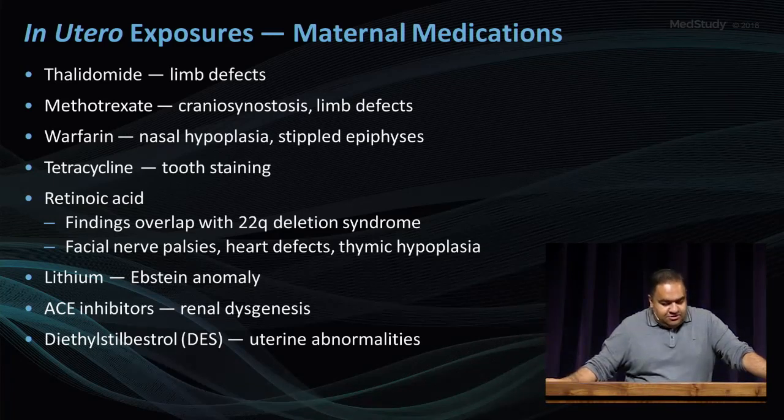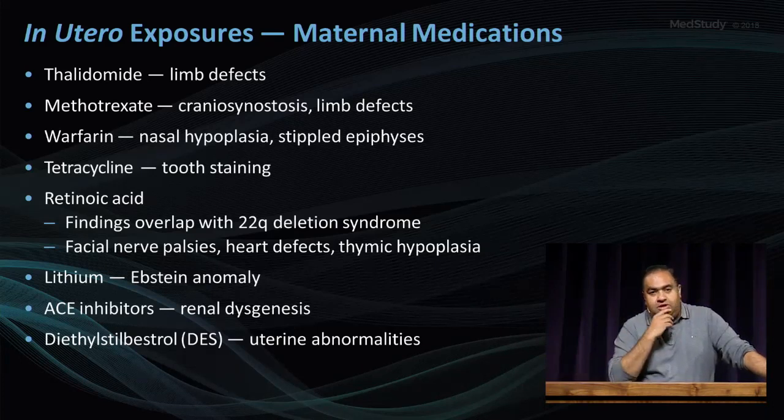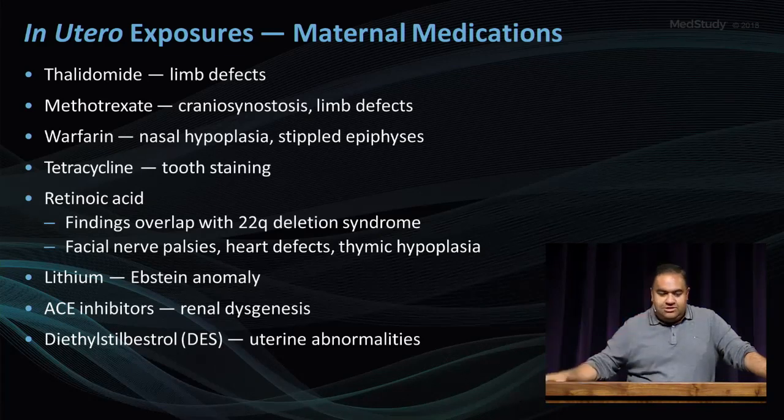Methotrexate. So methotrexate is an oncological drug. It has a high risk of craniosynostosis, limb defects, low set ears. IUGR is another big thing for methotrexate. Cranial dysplasia, a broad nasal bridge.